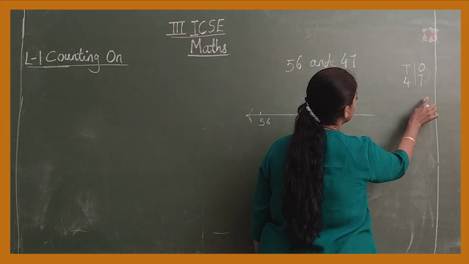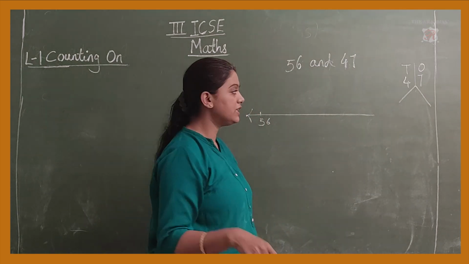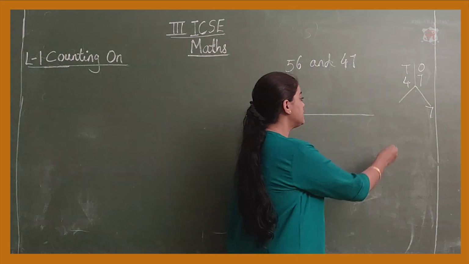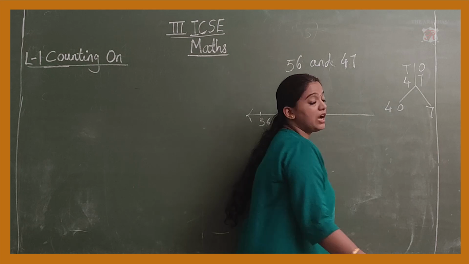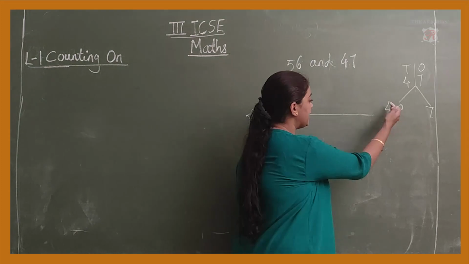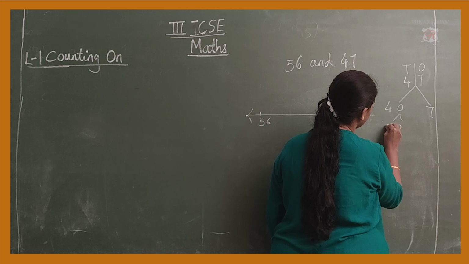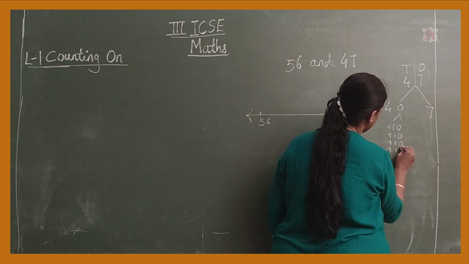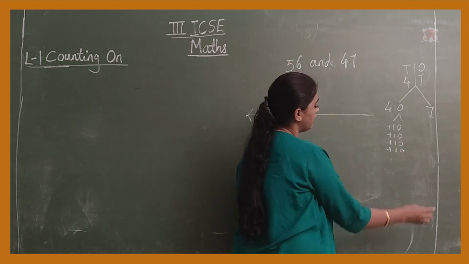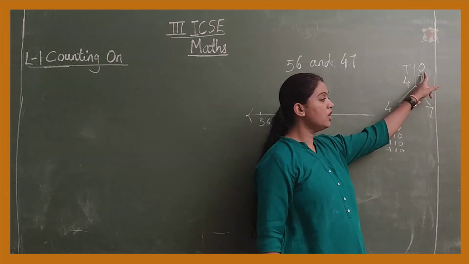Okay. So how you will distribute this? Like I said earlier, ones is only a single digit number, so it will become 7, and 40 is under tens place, so it becomes 40. So again you can't take this 40 directly to add. So again you will split this into tens. So 10 plus 10 plus 10 plus 10. 10, 20, 30, 40. This is your 40. 40 plus 7 is your 47.